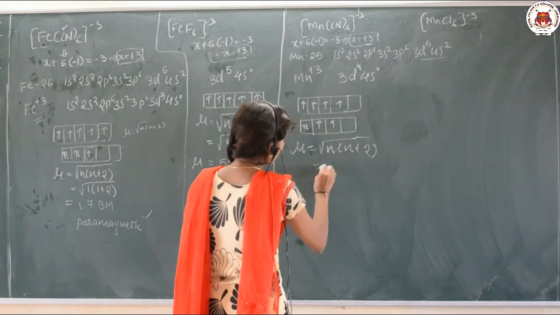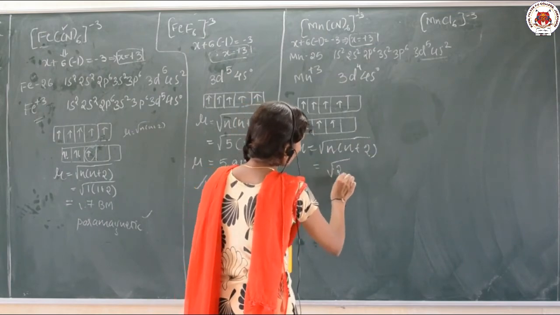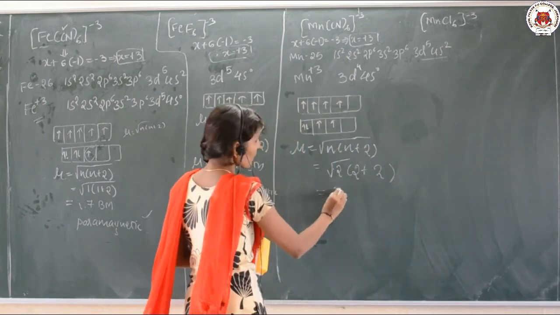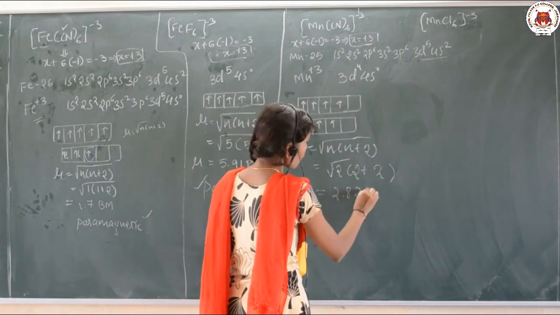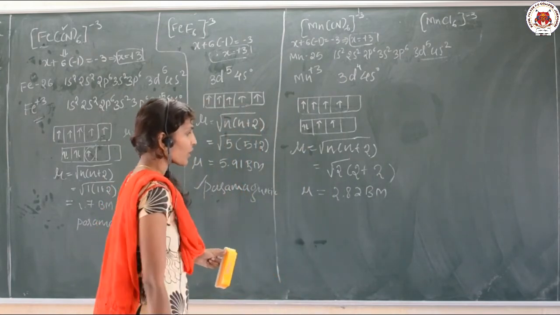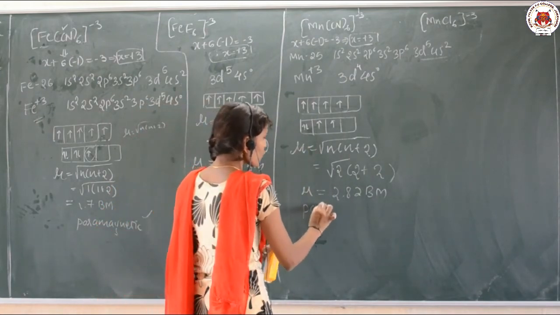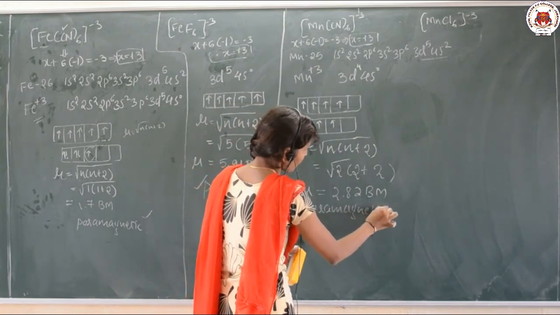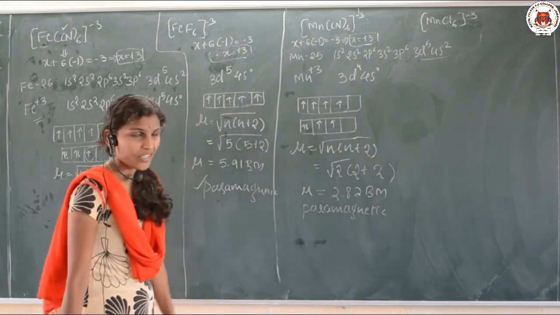n is square root of 2 into 2 plus 2, approximately around 2.82 Bohr magneton. The mu value is 2.82 Bohr magneton. So it is paramagnetic. Clear?